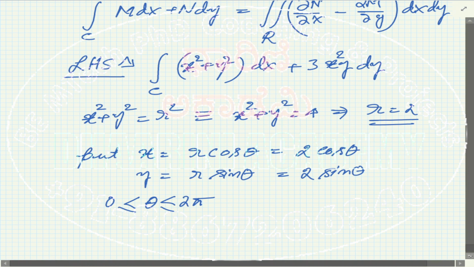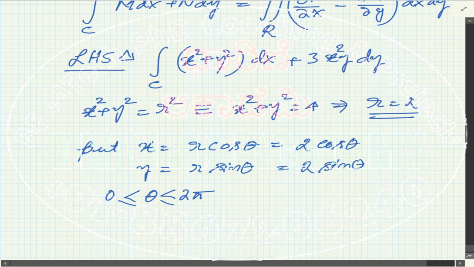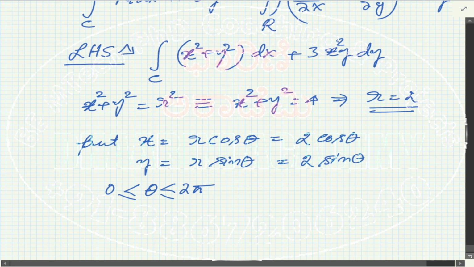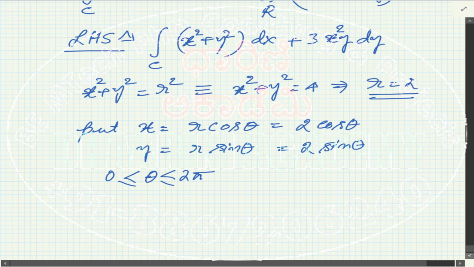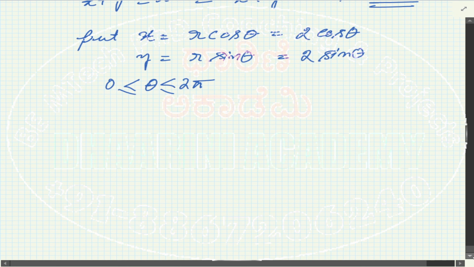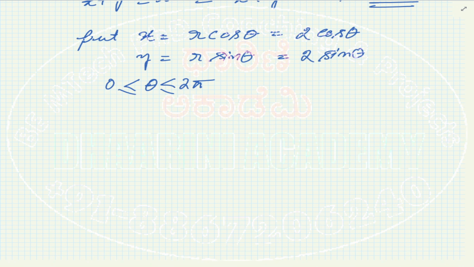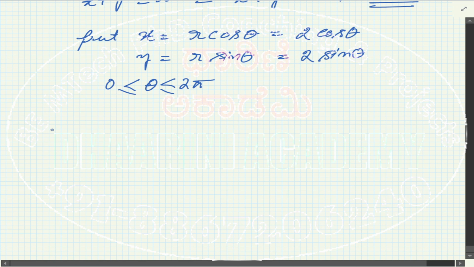So whenever we are trying to integrate along the curve, x and y are both written in terms of theta, so we can use this directly, and the integration should happen with respect to theta. R has been fixed to 2, so we don't have to worry about it. Therefore the left hand side becomes the integral with theta varying from 0 to 2 pi.